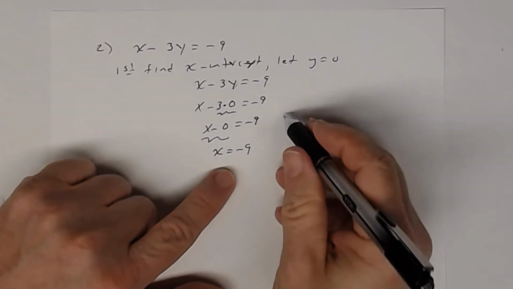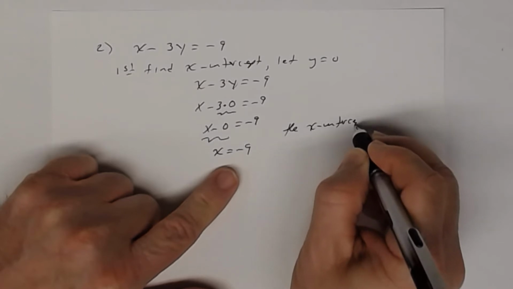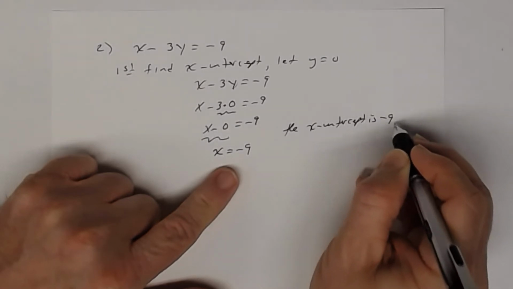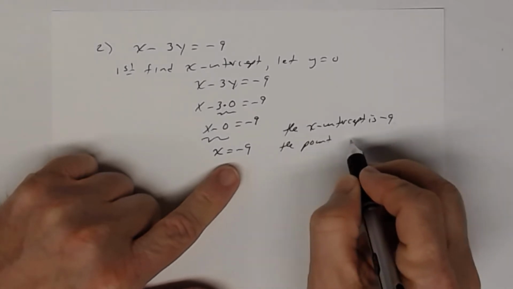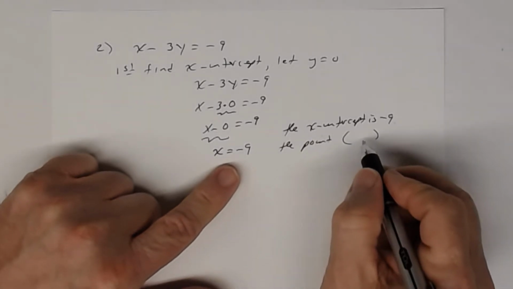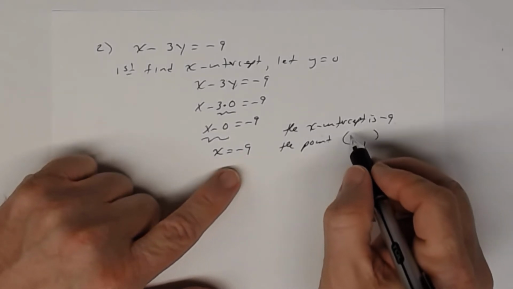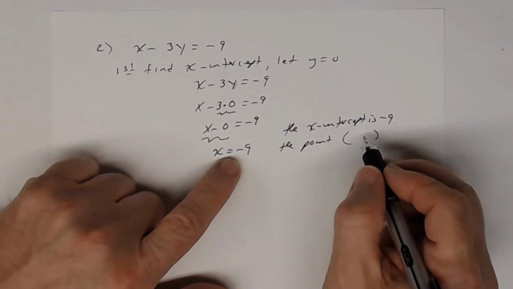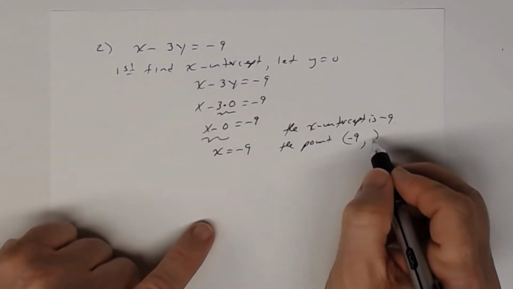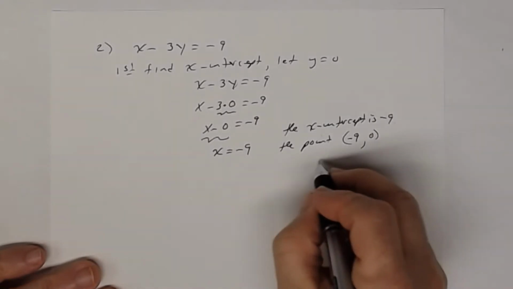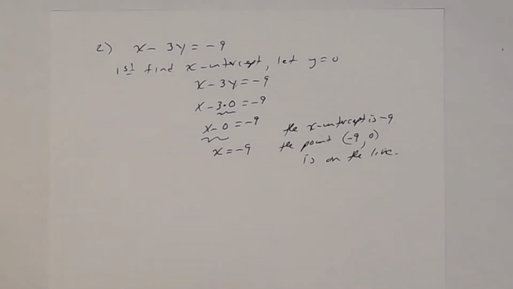So what I found is the x-intercept. So the x-intercept is negative 9, which means that the point, now remember, they're probably going to ask you to write this as an ordered pair, so make sure you put this in the right order. So x goes first, y goes second. So I found my x, negative 9, so that goes here. And I know my y was 0, so that goes here. So which means the point negative 9, 0 is on the line. Okay, and then I just graph that.